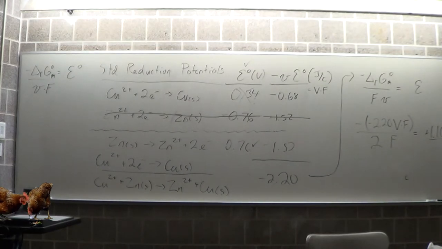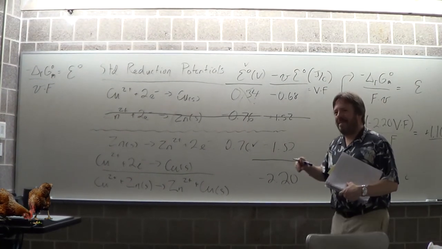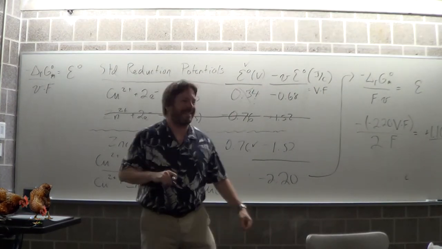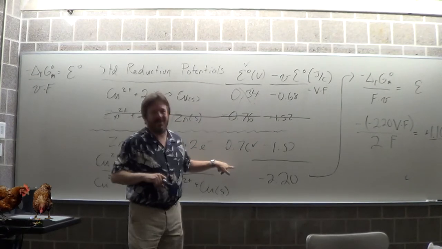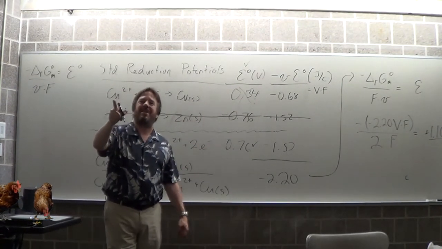A question: why can't we just add chemical potential and still get the answer? So I said that there's a cheating method. Guess what the cheating method is? Add those two numbers together. That's right. And if you do that on the test, how many points do you get?